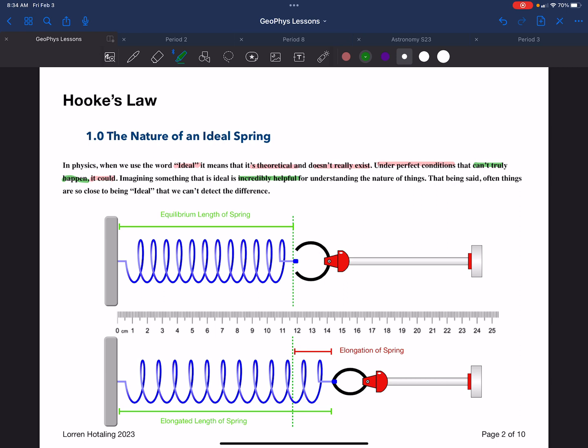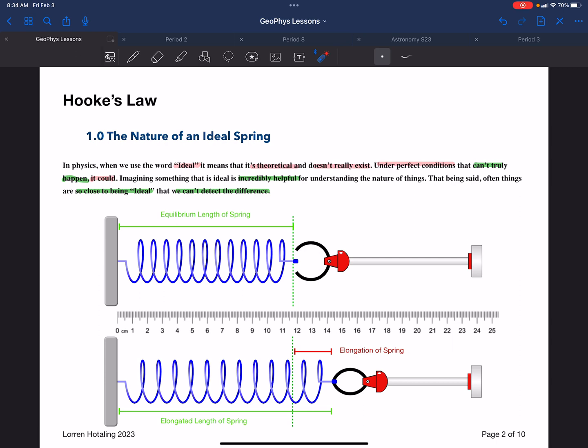Also, sometimes things are so close to being ideal that we can't detect the difference. So for all intents and purposes, they are ideal. So very often, we assume things are ideal. They may behave very close to being ideal, and so we say they are ideal. So let's consider this screen grab from a PhET simulation and do some defining of attributes.